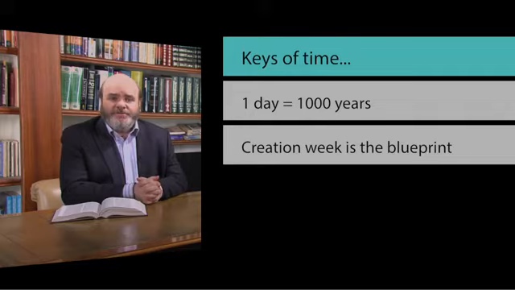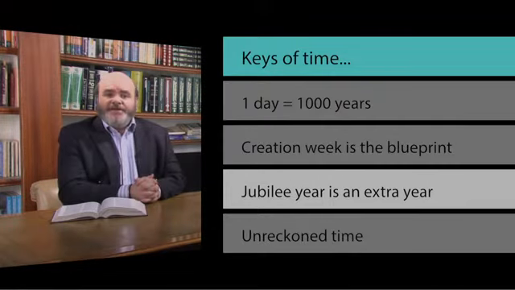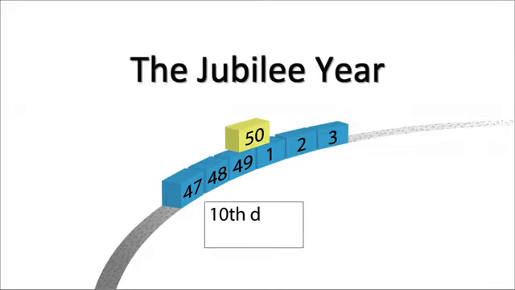Keys 1 and 2 basically say that the blueprint is a week of 7 days of 1,000 years each. The next two keys resulted in the discovery of God's redemption chronology, which exists alongside the Bible's actual chronology. Key 3 says, at the end of every jubilee cycle of 49 actual years, God adds a special 50th year of grace. This must be a measurement in the redemption chronology.